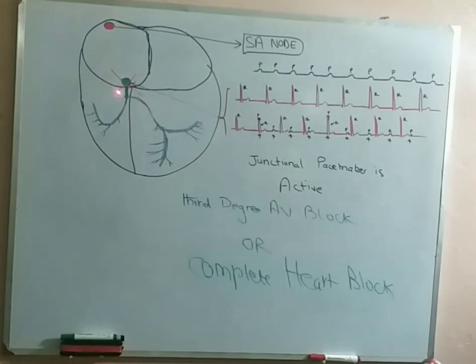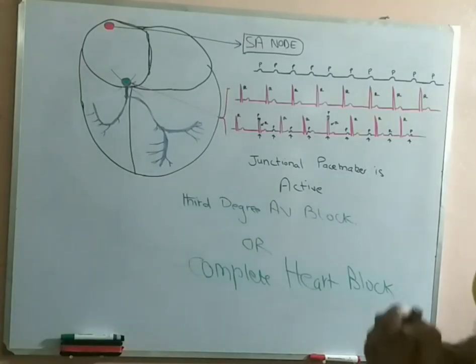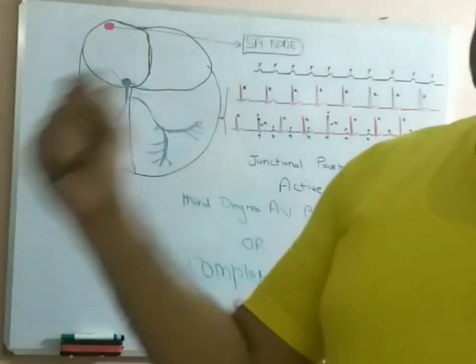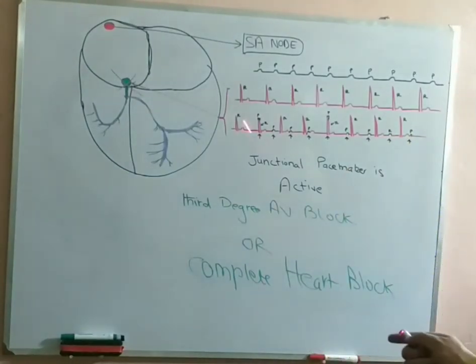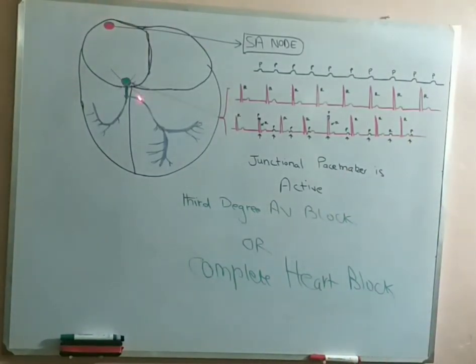This AV, atrioventricular node, is completely blocked. It's not letting the impulses generated by the SA node pass through it and go downwards to the ventricle. So what happens there? That SA node is firing at the previously normal rate, 60 to 90 times per minute, and those impulses are passing through the Bachmann tracts.